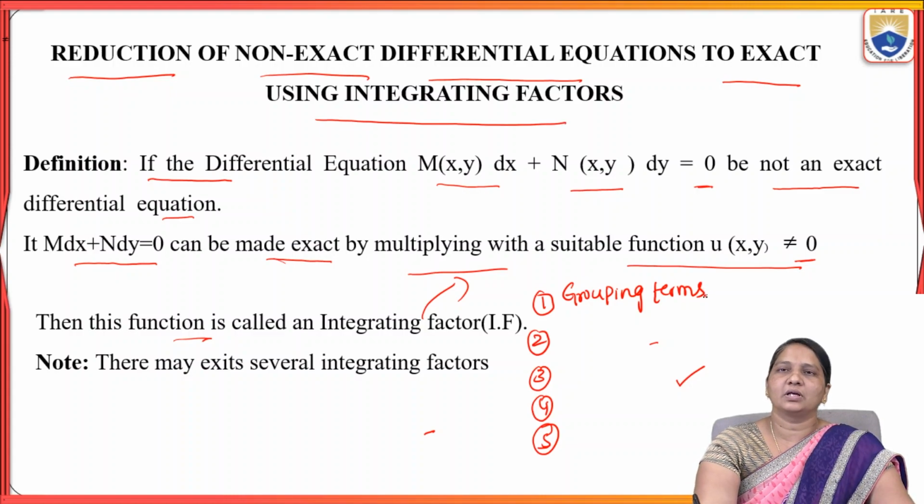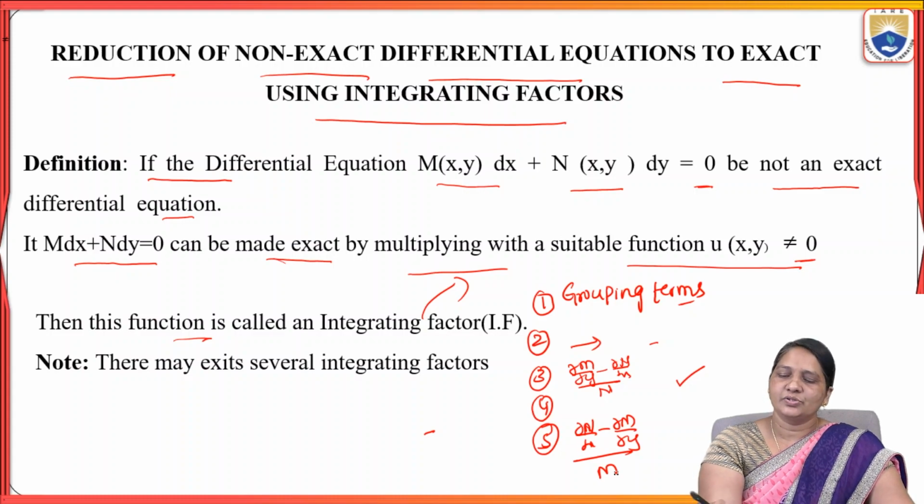In the first method, we identify the integrating factor by inspection or by grouping the terms. In the second one, we identify the integrating factor based on the form of the equation. In the third method, we calculate (∂M/∂y minus ∂N/∂x) by N; that is the condition, and based on that we find the integrating factor. For the fourth method, we calculate (∂N/∂x minus ∂M/∂y) by M. Here we also have the homogeneous equation case, based on which we find the integrating factor. Like this, we have various methods.